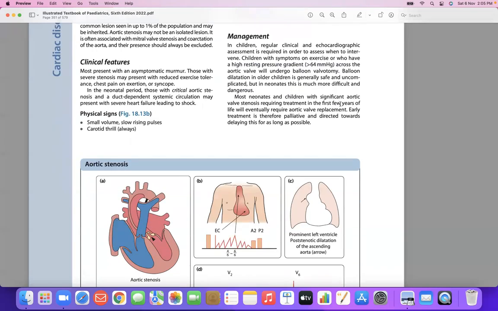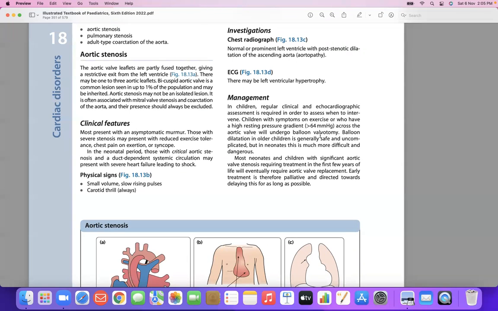Next, most neonates and children with significant aortic stenosis requiring treatment in the first year of life will eventually require aortic valve replacement. Early treatment is therefore palliative, directed towards delaying this as long as possible. So here there is a point which we have to understand in the treatment of aortic stenosis.